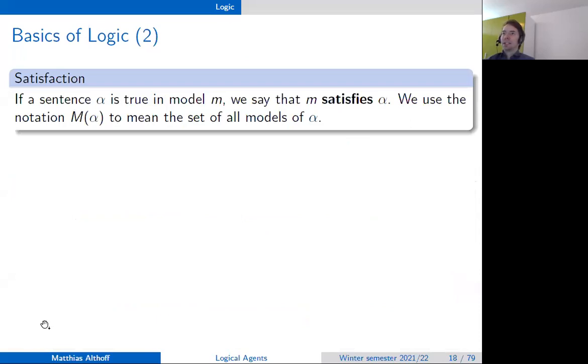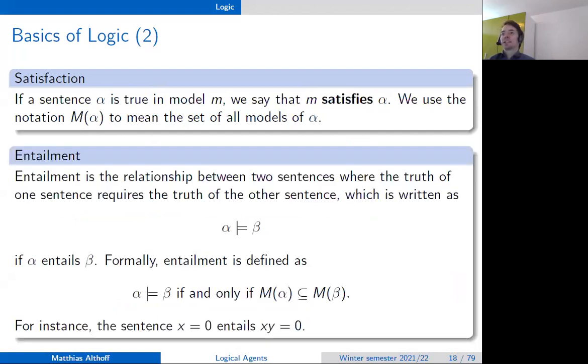Okay, so what is then satisfaction? If a sentence alpha is true in the model M, we say that M satisfies the sentence alpha. We use the notation capital M of alpha to mean all the models that fulfill alpha. This is useful in the next definition. This is about entailment. So entailment is the relationship between two sentences.